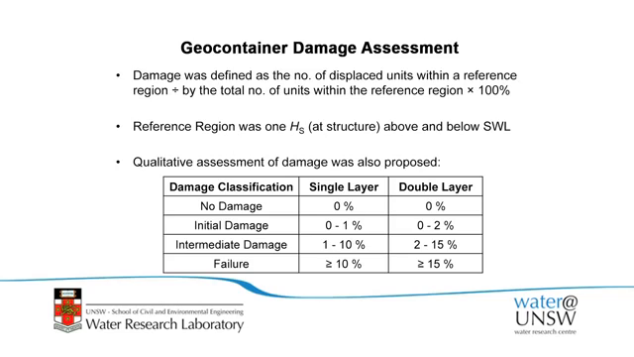Intermediate damage, where the structure looks pretty damaged but still fulfills its function, is between 2 and 15% damage. And we found that for a double layer structure, once you had 15% of the units move, the structure effectively fails. Once you go to single layer, because there's not as much resilience in it, once 10% of the units get moved from their initial position, the structures usually fail. So that's the sort of damage criteria that I'll show from the curves in a moment.